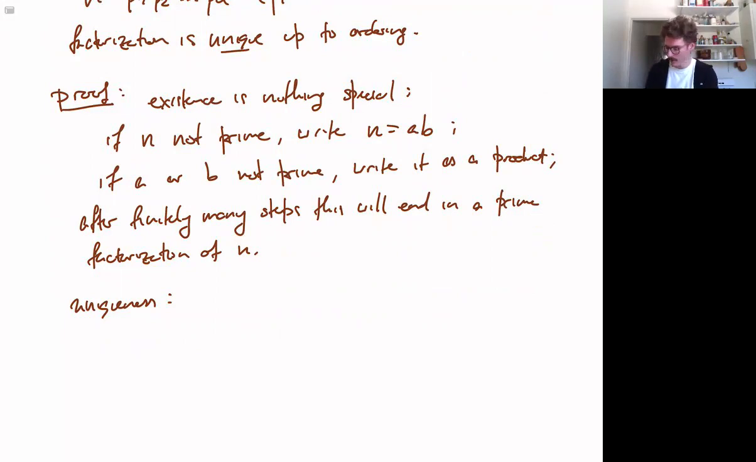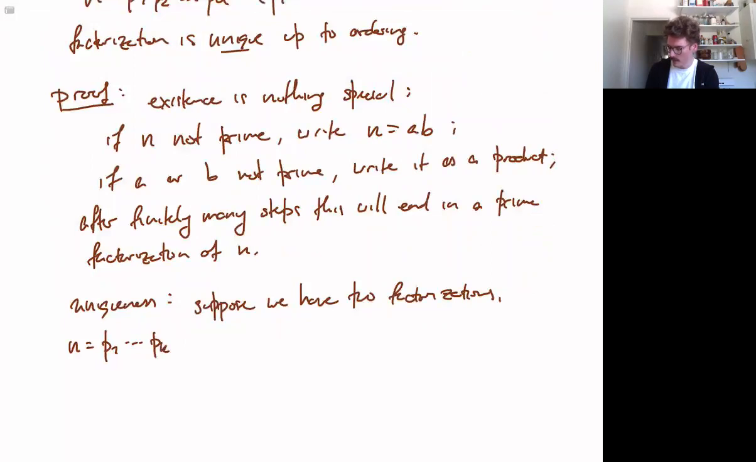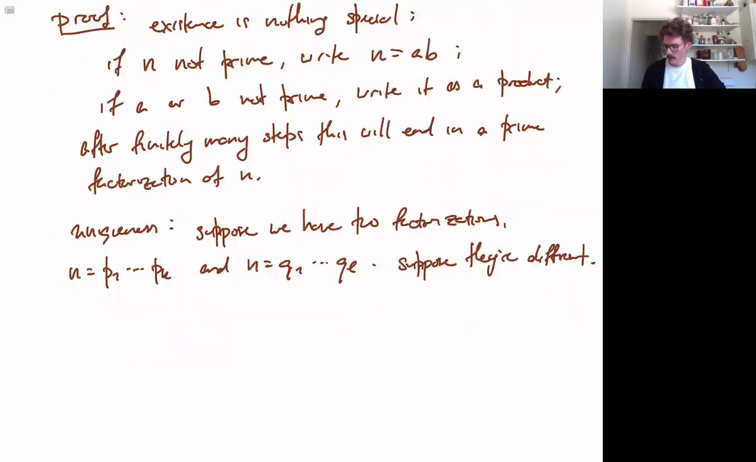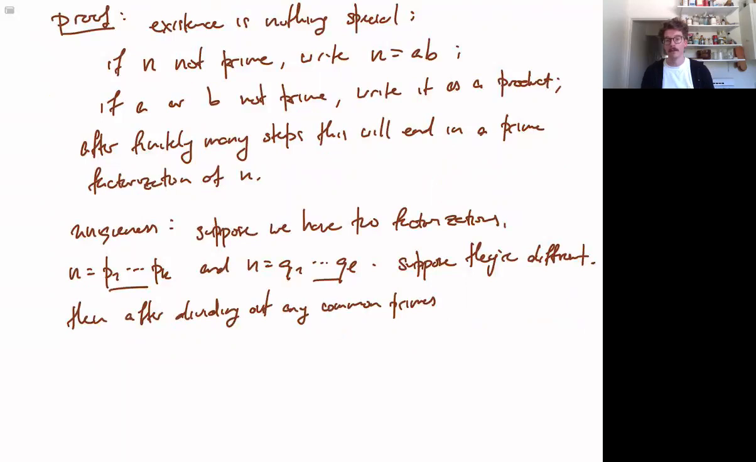So suppose we have two factorizations. n equals p1 through pk, let's not use n twice, and n equals q1 through ql. And let's suppose that they're different. So let's do a contradiction. So what does this mean? Well, then, after dividing out any common factors, which I mean primes appearing in both factorizations, if they're different, we have to eventually find a prime that does not appear in both.